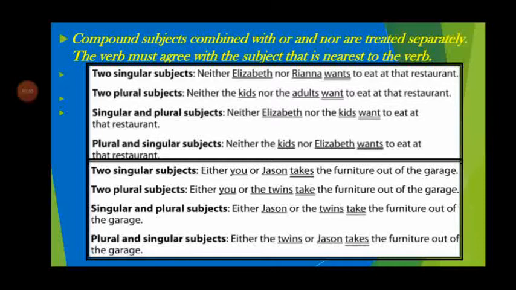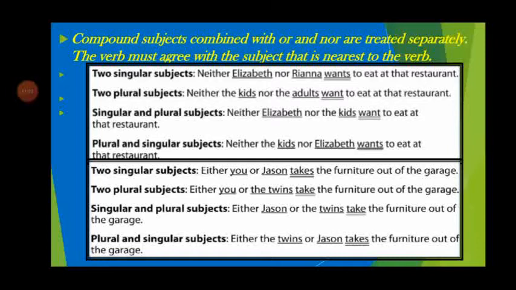For example, two singular subjects: Neither Elizabeth nor Rihanna wants to eat at the restaurant. Second, two plural subjects: Neither kids nor the adults want to eat at the restaurant. Singular and plural subjects: Neither Elizabeth nor the kids want to eat at the restaurant. You can see the first three sentences take the verb want, but the fourth one, plural and singular subjects.